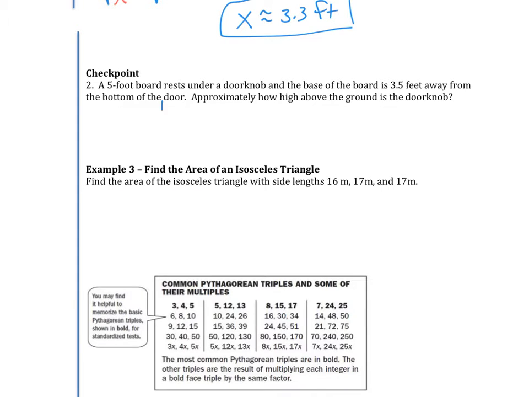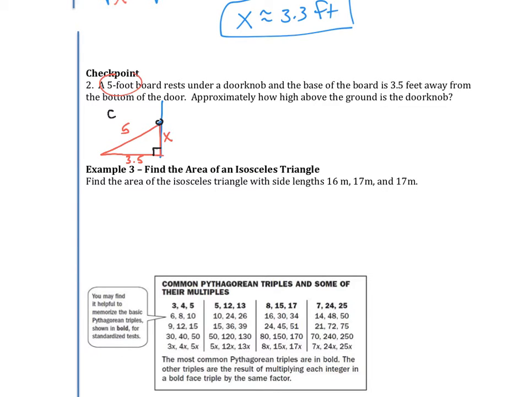So again, we have this door, and there's a doorknob here. Then we create this triangle where the base of the board is 3.5 feet away. So this would be 3.5 feet, and the board is 5 feet, so it's a 5-foot board resting below the doorknob. Let's say here's our doorknob right there. So we're going to find out how big x is.